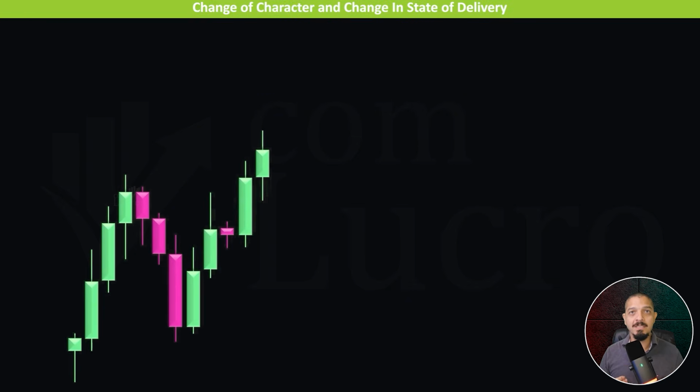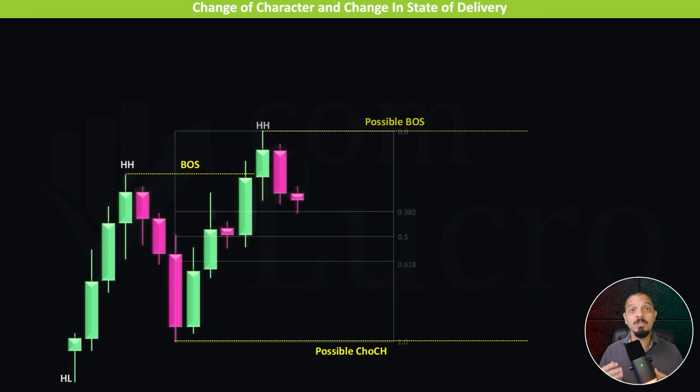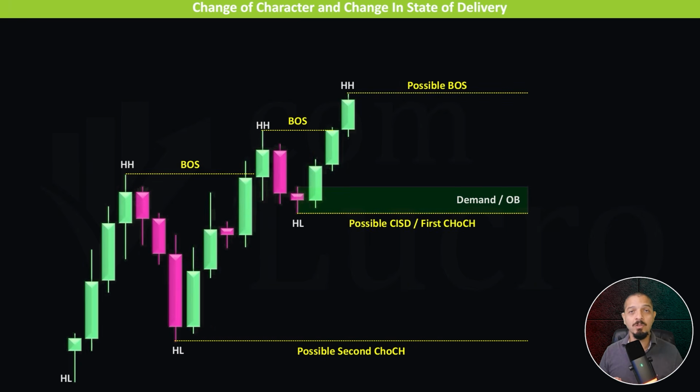So, what exactly is the change in the state of delivery? The change in the state of delivery, CISD, is a reversal pattern in which the price's momentum and delivery shift direction suddenly. In this example, you can observe a clear bullish trend.